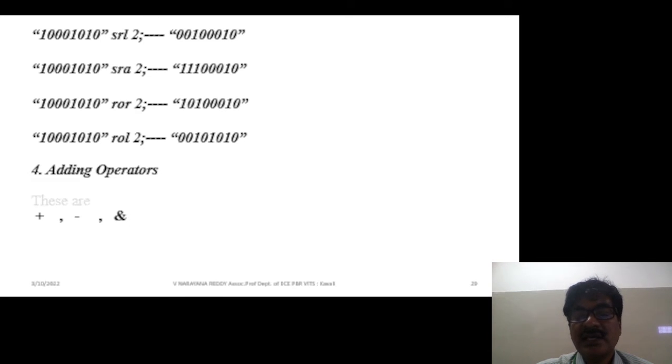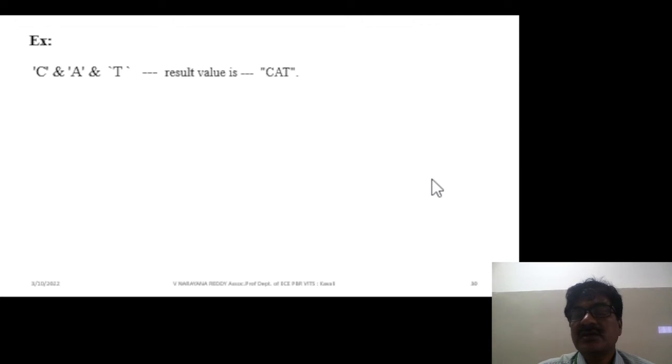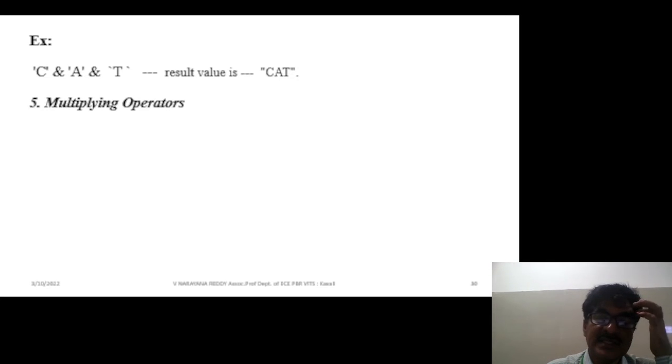Let's see the example. Only concatenation is represented here. The concatenation operator is ampersand, so C ampersand A ampersand T is used. What is the expected result? Cat, just CAT. It places all the characters side by side. So that is the use of the concatenating operator. Similarly, the plus operator adds two numbers, and minus subtracts two numbers.